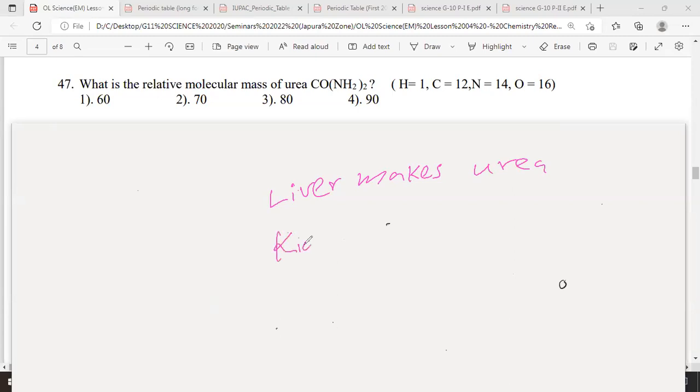Excretory organ will be kidney. This is very important. Many MCQs they ask this. Kidney excretes urea with urine. So urea is the main nitrogenous excretory product of man. Right. Then let's move to the next question.